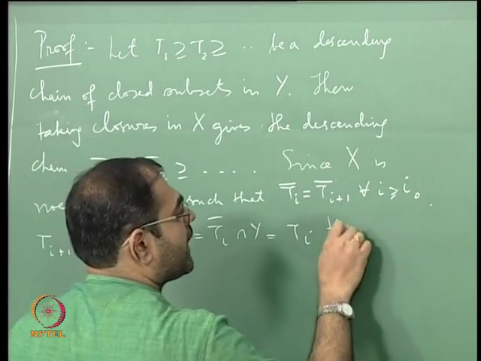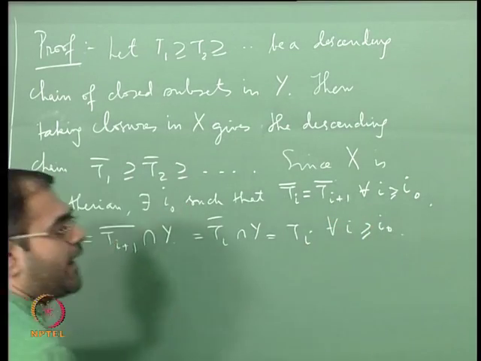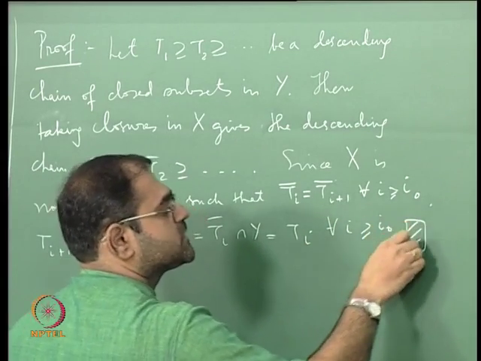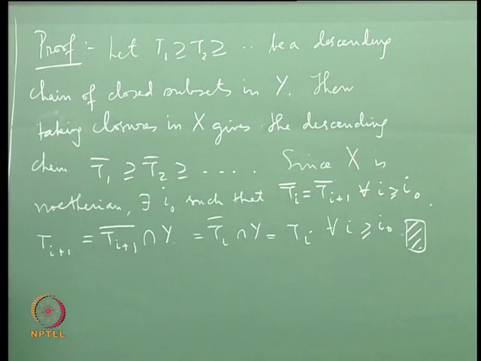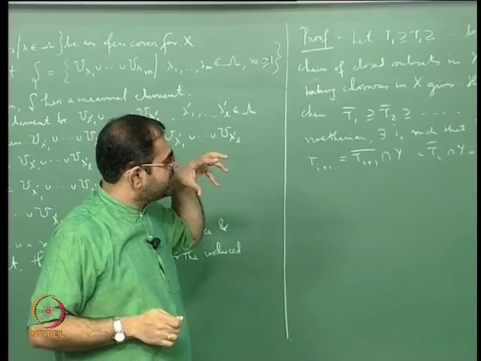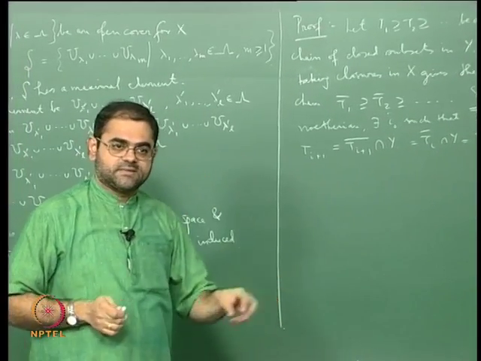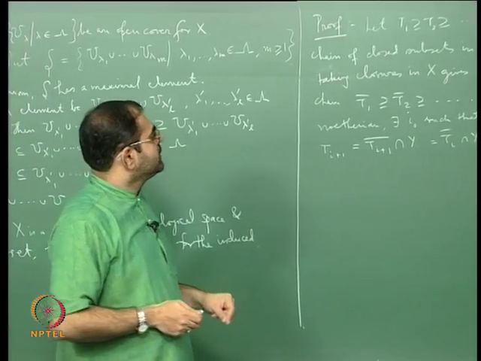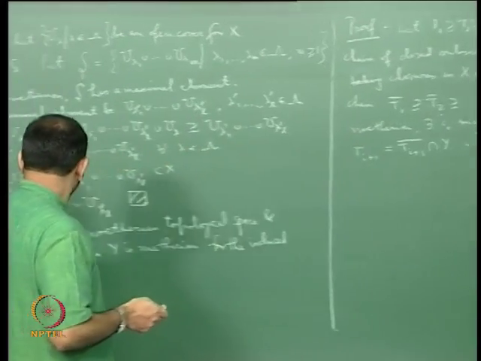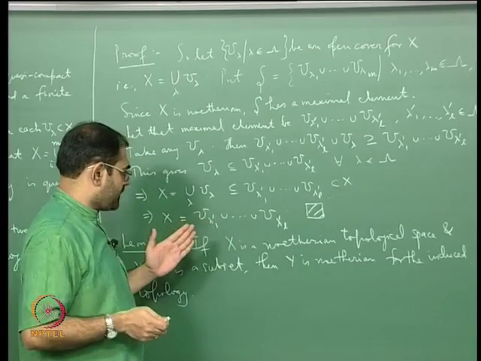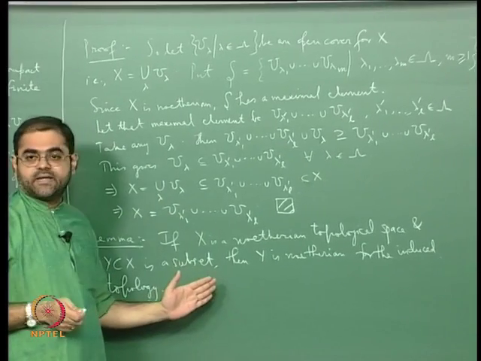This is true for all i greater than or equal to i naught, and I am done. So what I have proved is that the fact that the descending chain of T bars stabilizes implies that the descending chain of T stabilizes. Okay, so that is the end of the proof of this lemma, which says that noetherianness is a hereditary property.